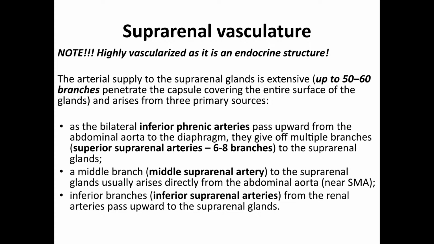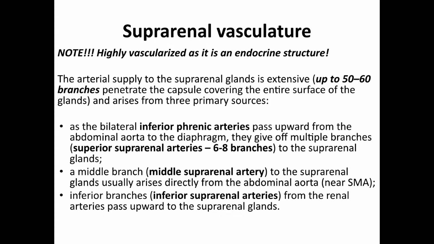Talking about our suprarenal vasculature, blood vessels enter every part of our adrenal gland, and they are highly vascularized, as it is an endocrine structure. The arterial supply to the suprarenal gland is extensive, around 50 to 60 branches, penetrating the capsule and covering the entire surface of our suprarenal gland. And from where are they arising?